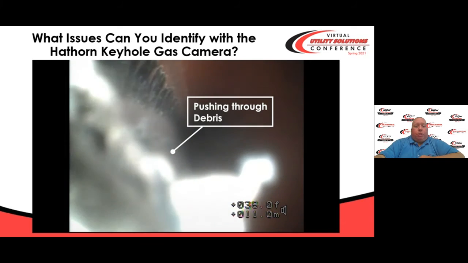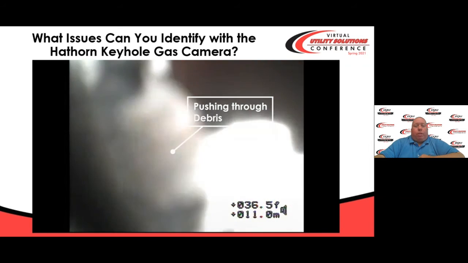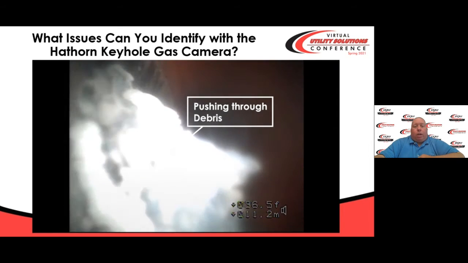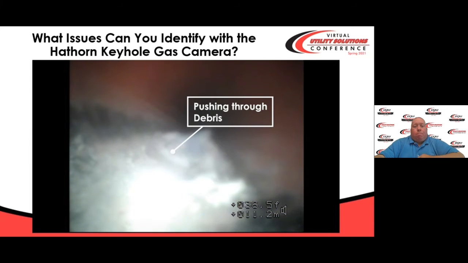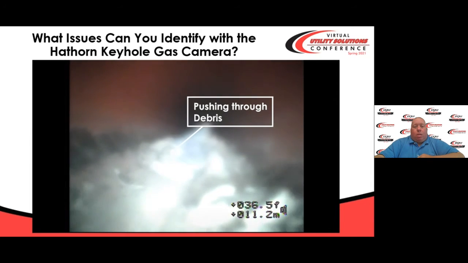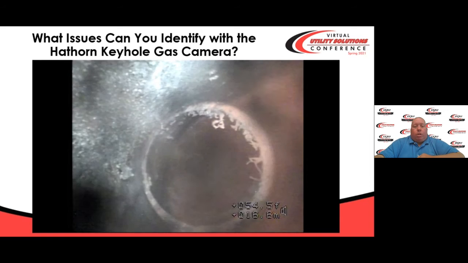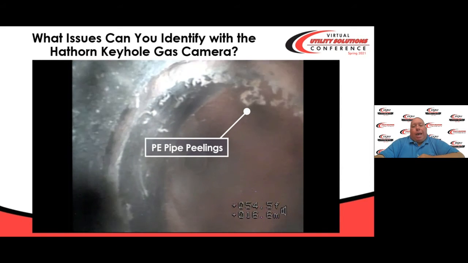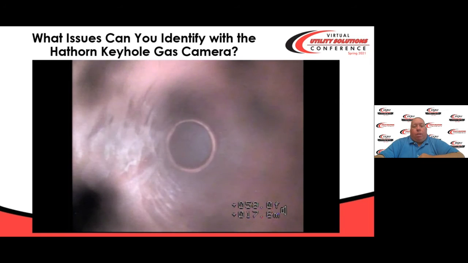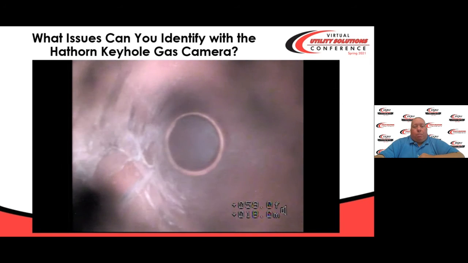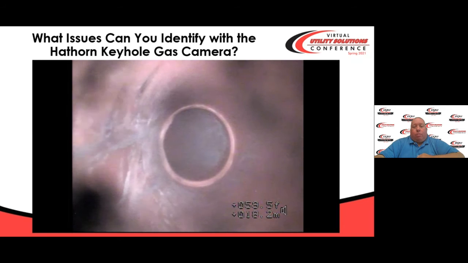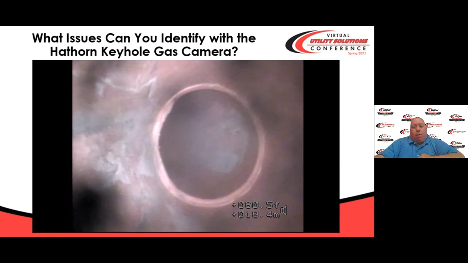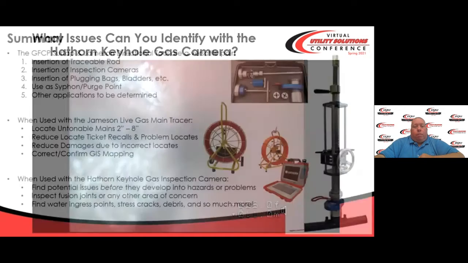So first, you can see that we're pushing some debris with the camera head. That's fairly common when you find stuff in the line. You'll notice through the video that it seems like the pipe is rotating. That's actually the camera head rotating. And so occasionally you'll see the bottom of the pipe on the top of the video. But once you get used to it, it's easy.